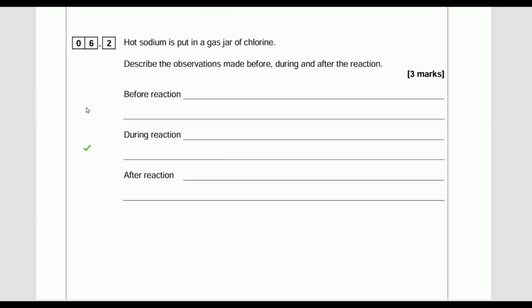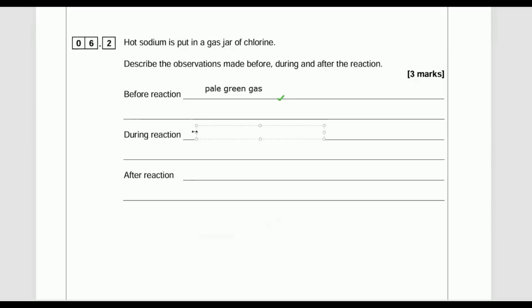6.2, hot sodium is put in a glass jar. Describe the observations made before, during, and after the reaction, 3 marks. So if you put sodium in a glass jar of chlorine, what color is sodium? Sodium's silver. I guess it's hot. But yeah, chlorine's a green gas. So we're going to say pale green gas. That's my observation, 1 mark. Sodium's a silver metal. You might want to say that.